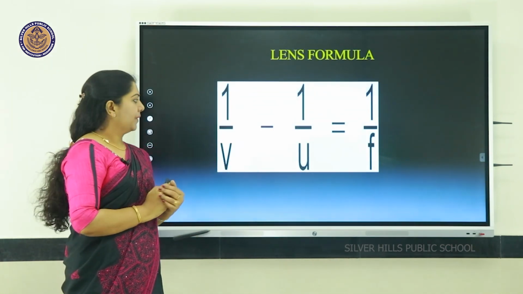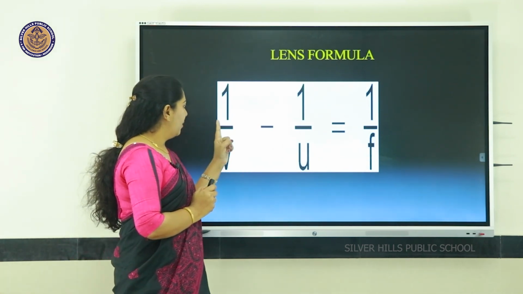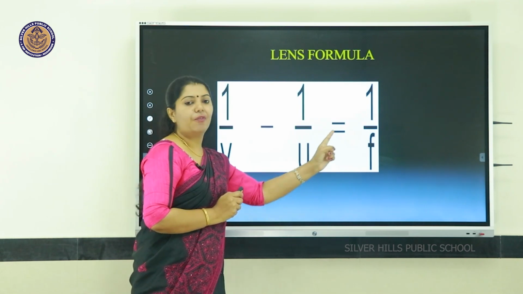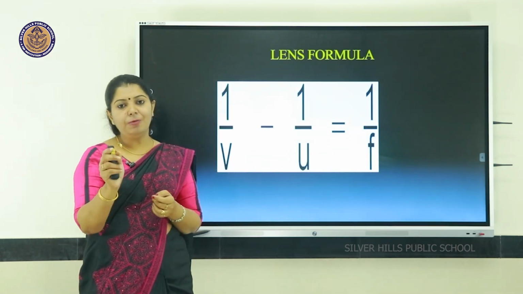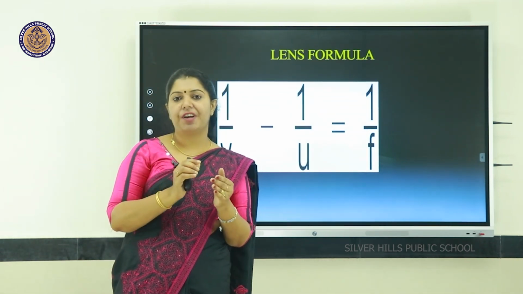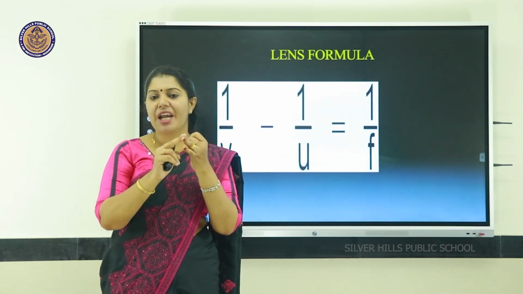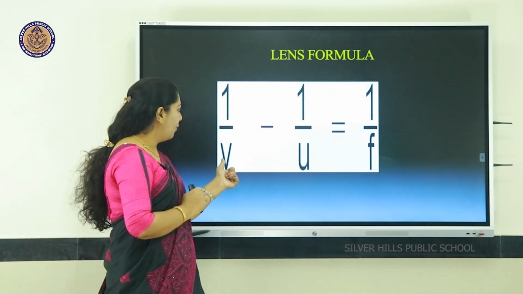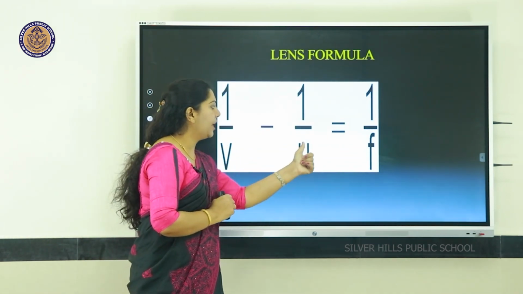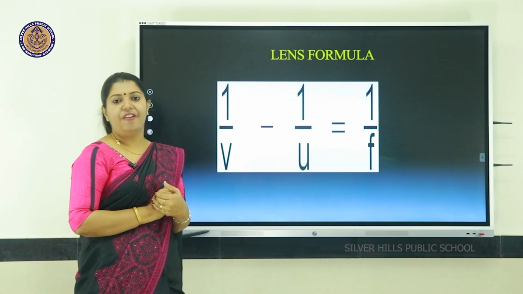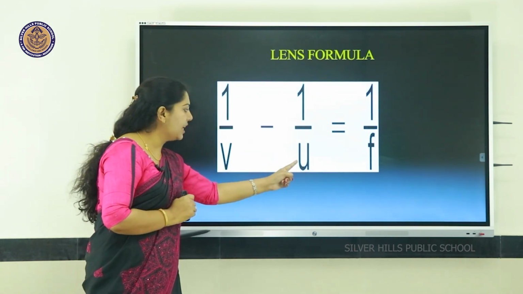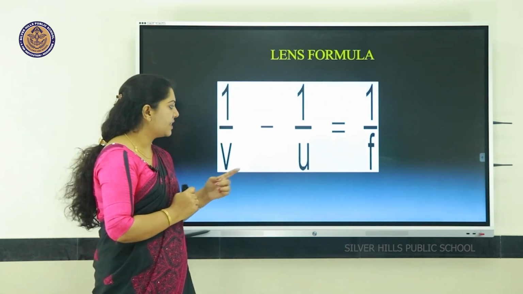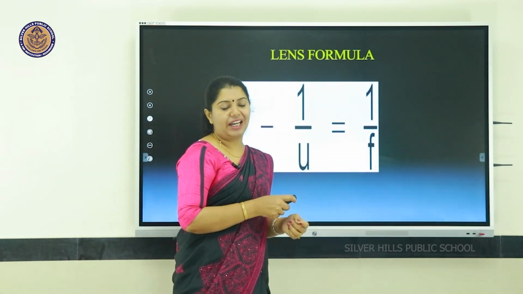Lens formula. The lens formula is 1 by V minus 1 by U equals 1 by F. Lens formula means it is the relation between object distance, image distance and focal length. That relation is 1 by V minus 1 by U equals 1 by F, where U is the object distance, V is the image distance and F is the focal length.